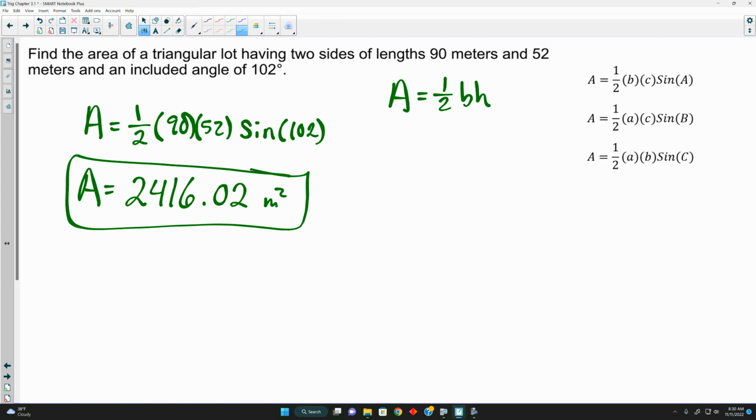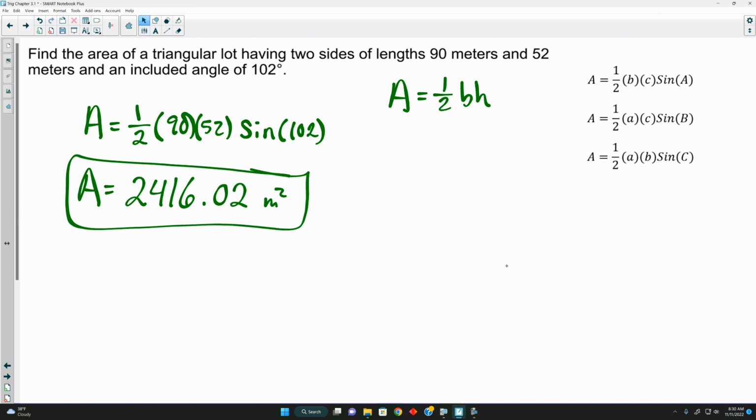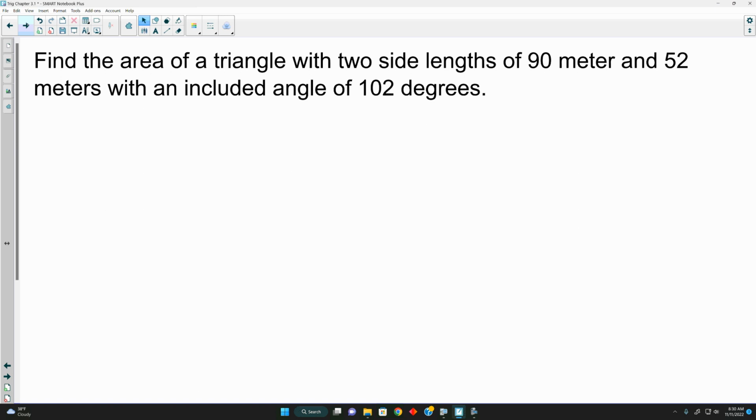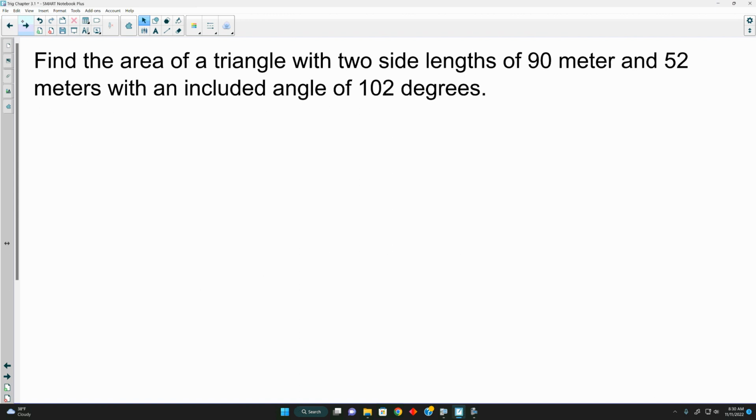Questions on this here? Kind of like this one. So this here is helpful because now we're able to find the area of any triangle without having to find the height. Or at least if we have the two sides and an included angle. Well, these are the exact same problem. Any questions on any of this here?